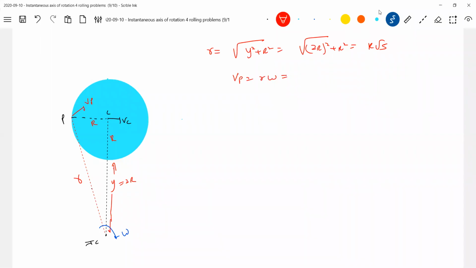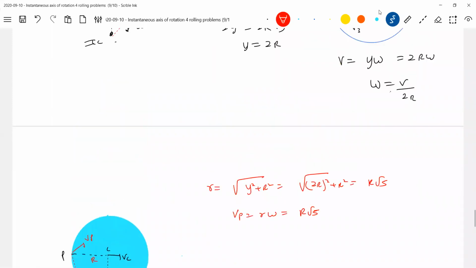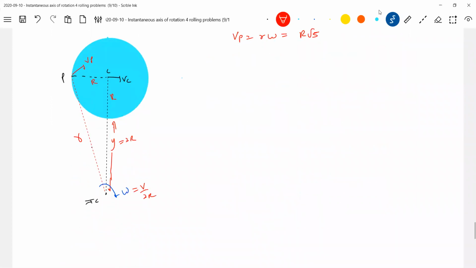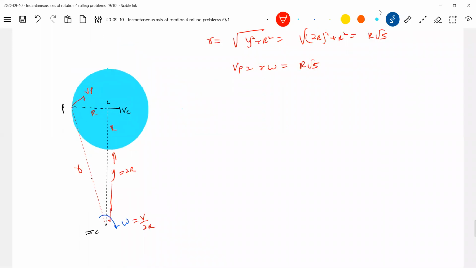Then what is the speed of that point P? R into omega. What is R? R root 5. What is omega? We don't know omega. I think we have calculated it, no? What was omega equal to? V by 2R. I'm just continuing the previous problem. So that will become V by 2R. So substitute that here. What is the speed of that particular point? So this will be root 5 V by 2.